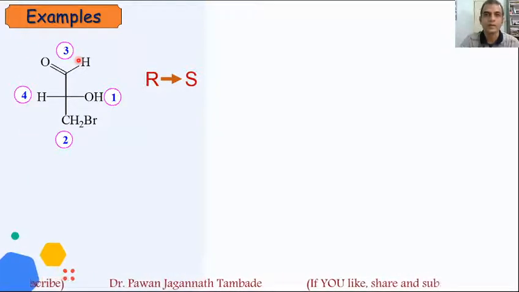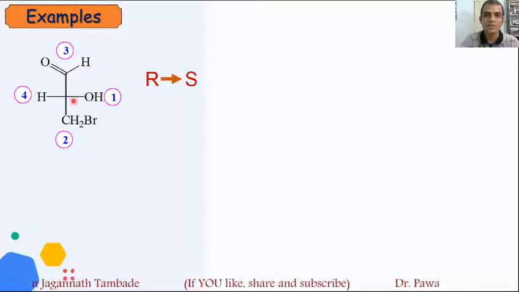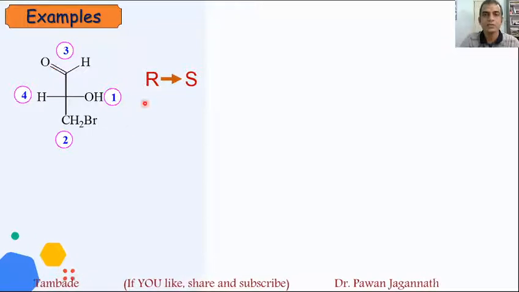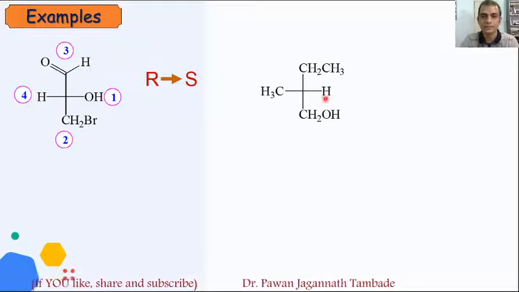Dear friend, please note that in most of the Fischer projection formula you will find that this hydrogen is present on this horizontal line, and because of that you need to apply this opposite rule in most of the cases. Let us look at another example.